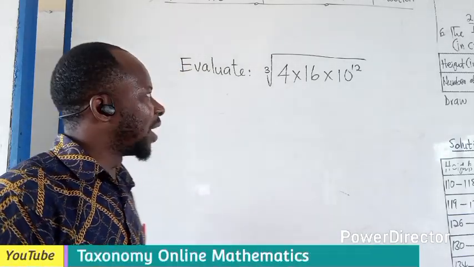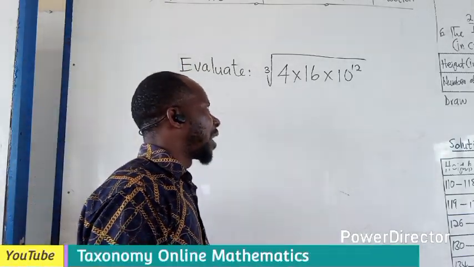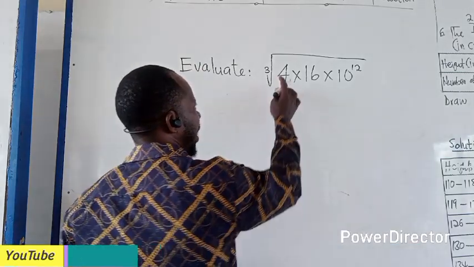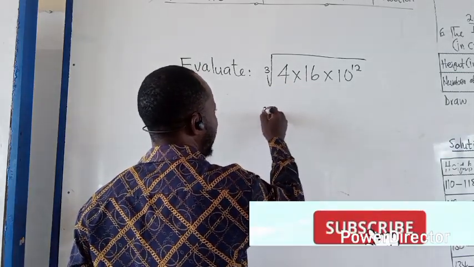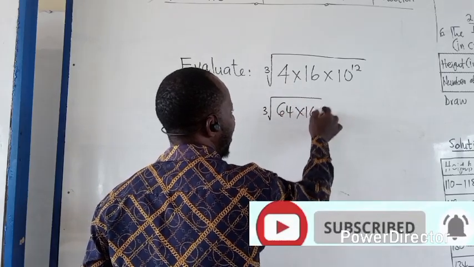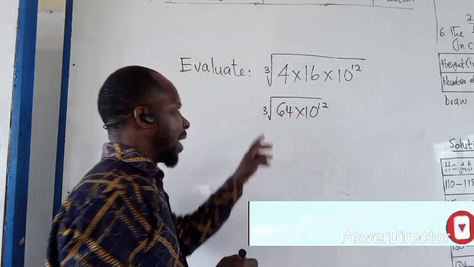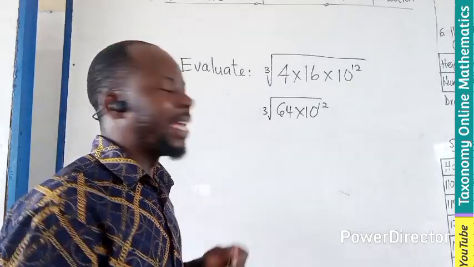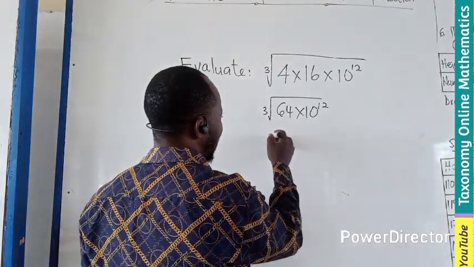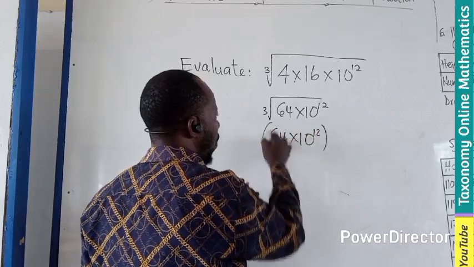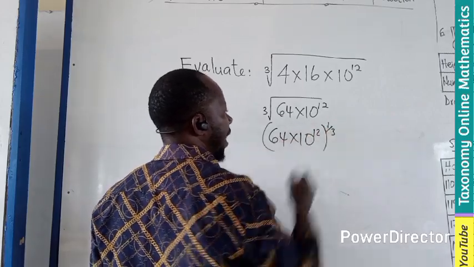Welcome. Let's evaluate the cube root of 4 times 16 times 10 exponent 12. First, let's find the product of this. So I still have the cube root of 64 times 10 exponent 12. The cube root can also become a power of 1/3 under indices. So I should be having 64 times 10 exponent 12 all raised to the power of 1/3.